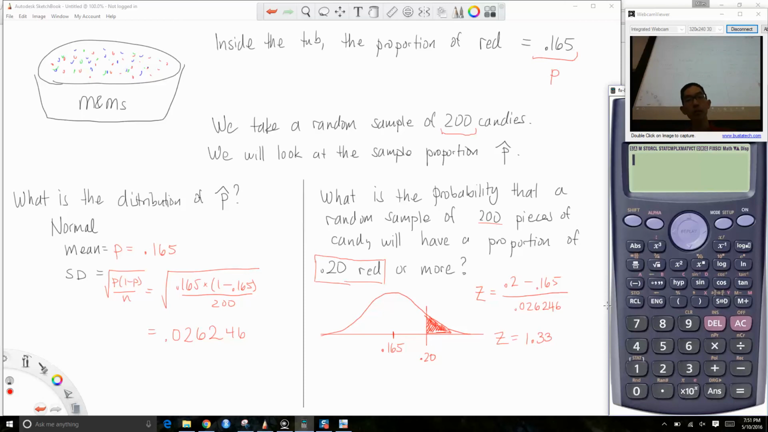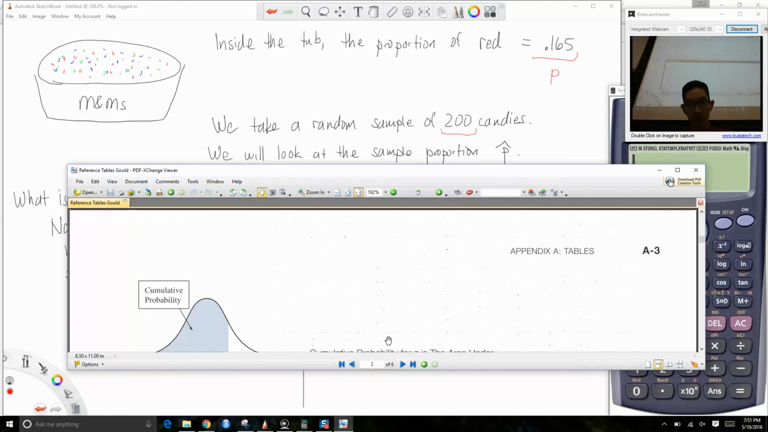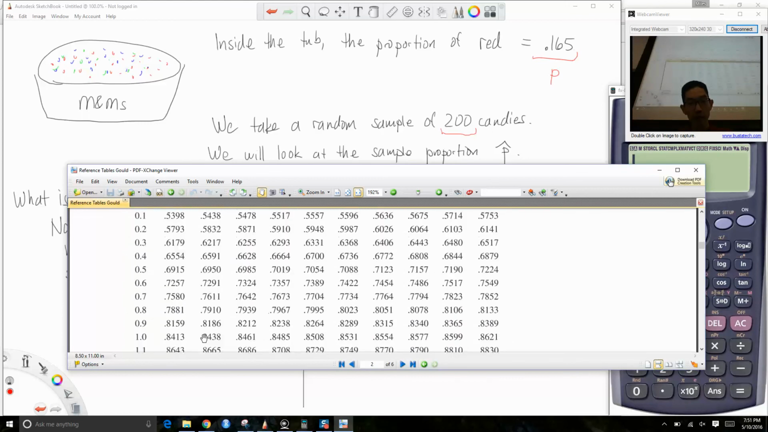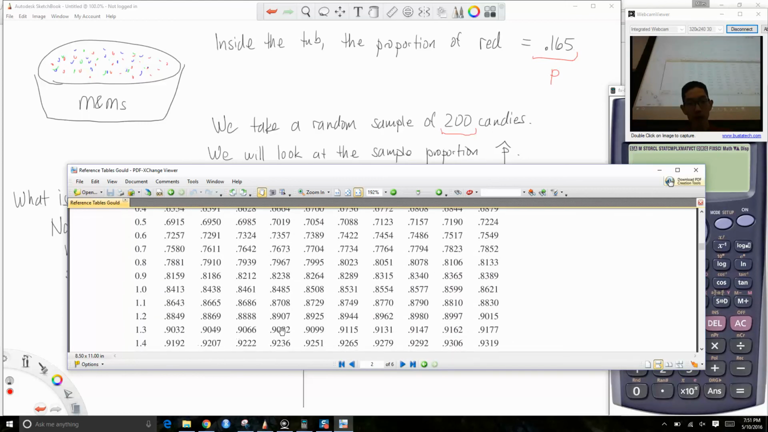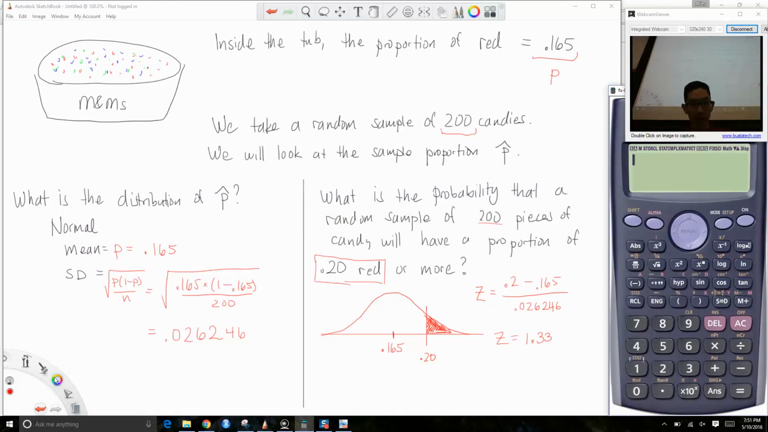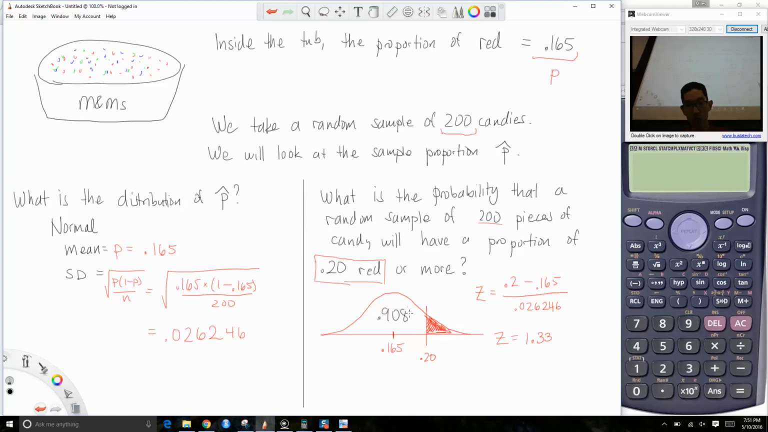Yeah, we will do that, okay? So we're going to look up z equal to 1.33. The area to the left of 1.33 is 0.9082. And I want the area to the right, so this is going to be 1 minus 0.9082. This gives me an area of 0.0918.